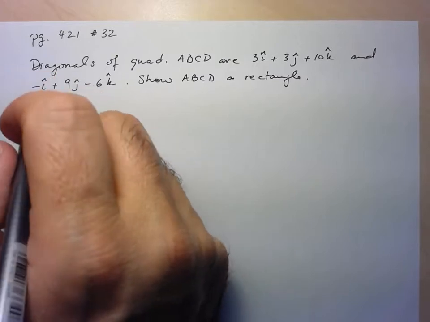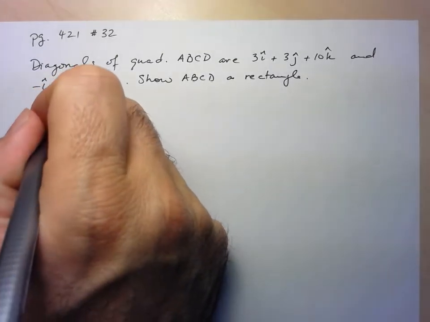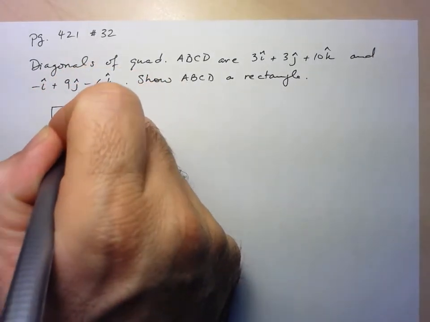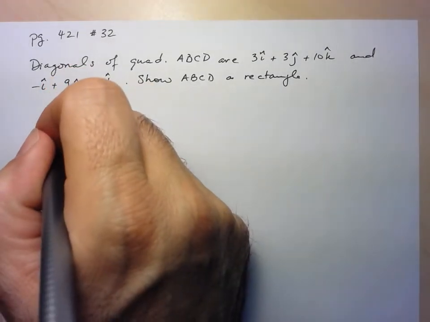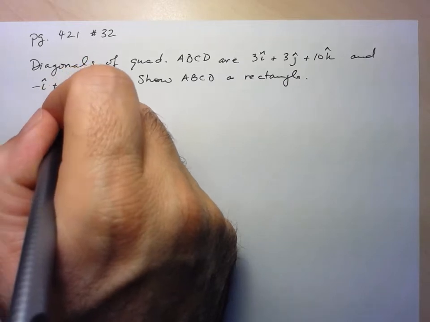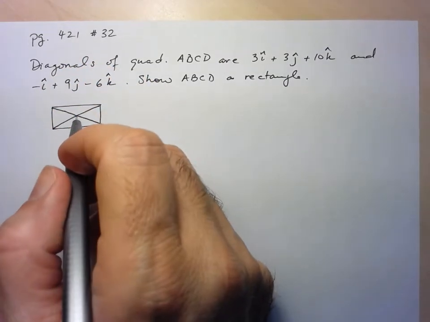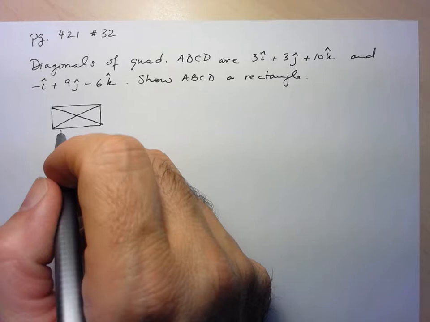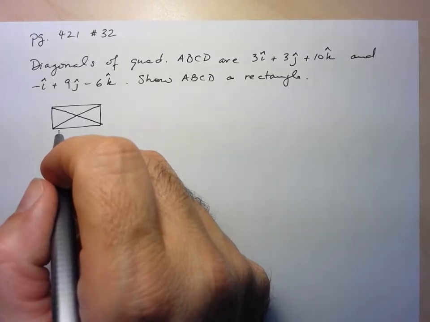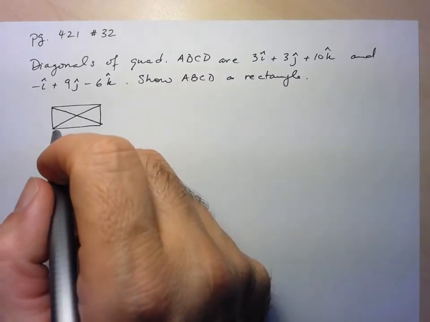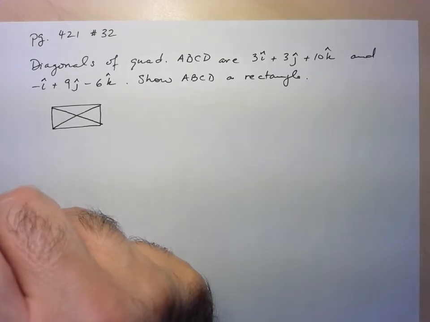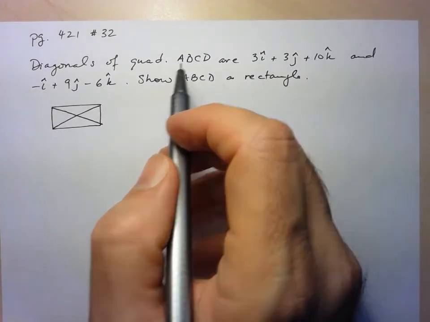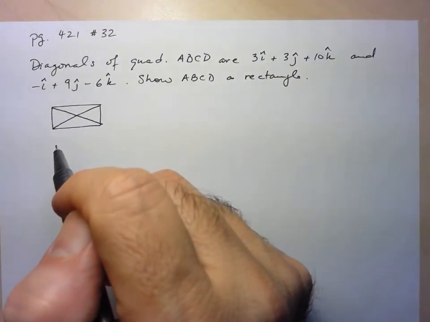Okay, so let's figure out what it means to be a rectangle so that we know what we have to show. If we have a rectangle, and especially if we're working with the diagonals, we can say that the diagonals have to bisect each other, because that's true for all parallelograms. But in order to be a rectangle, not only do the diagonals have to bisect each other, they have to be the same length. Problem here is I don't know what A, B, C, and D are.